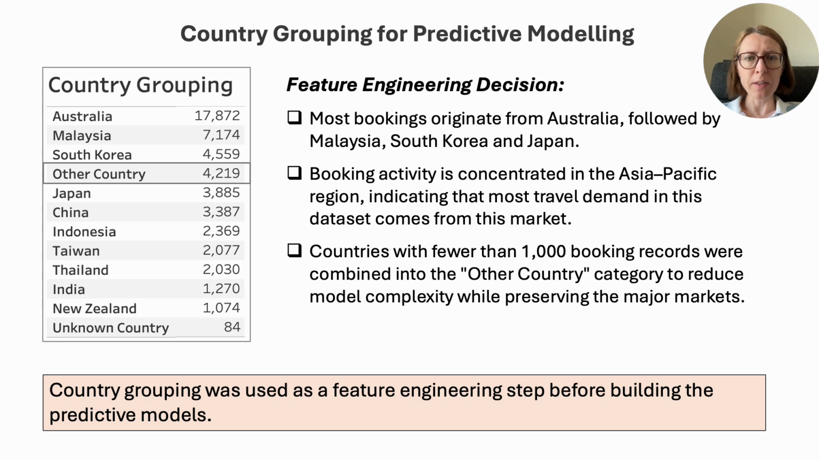Based on the previous findings, I simplified the booking origin country variable before building the predictive models. Countries with fewer than 1,000 booking records were grouped into a single "other country" category. This reduced the number of categories while preserving the major markets represented in the dataset. As a result, the model became less sensitive to very small groups and could focus on the patterns supported by sufficient data.